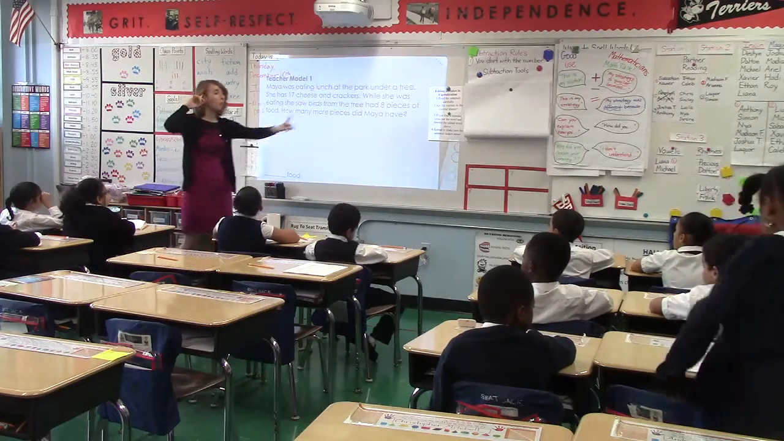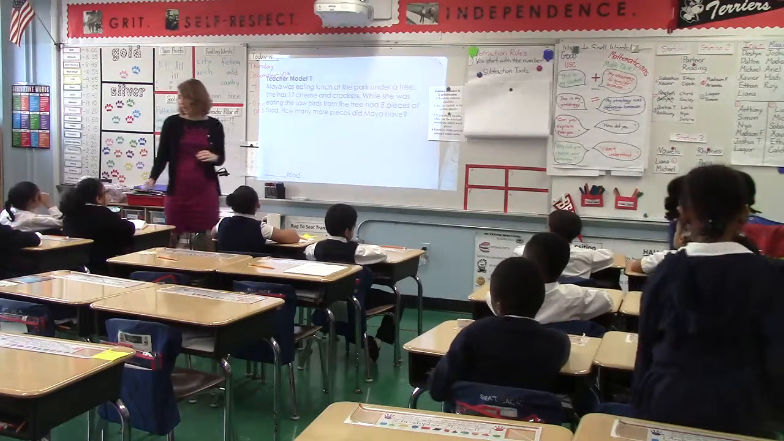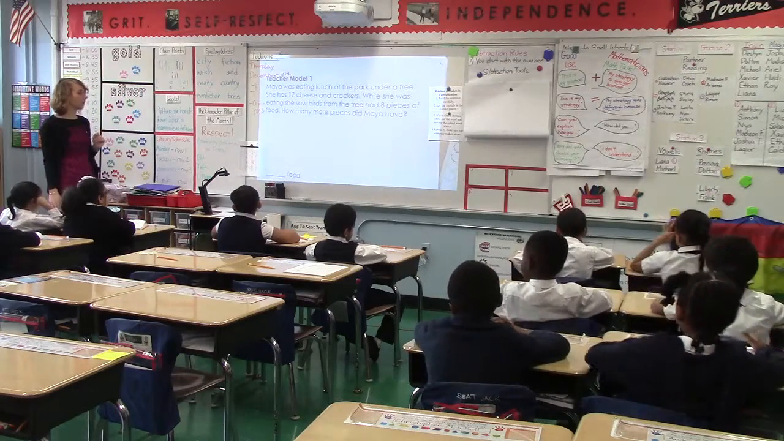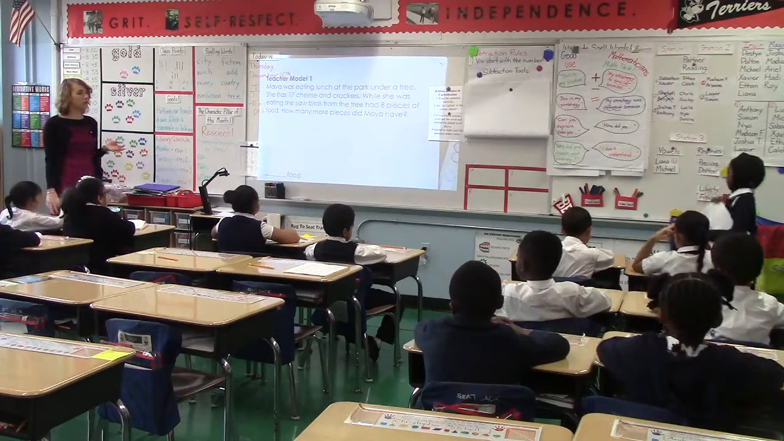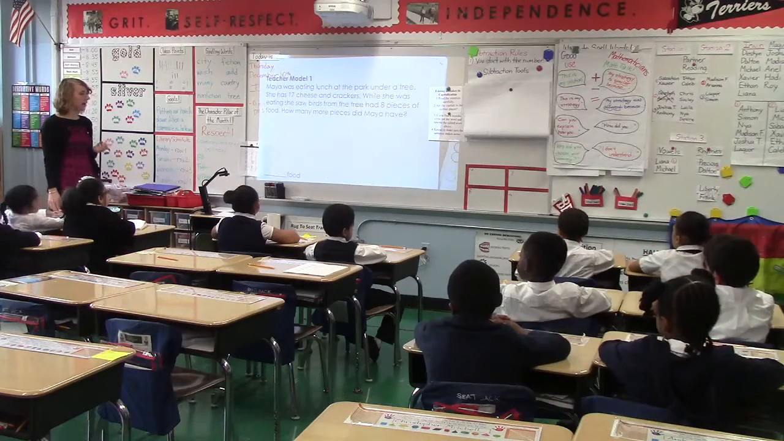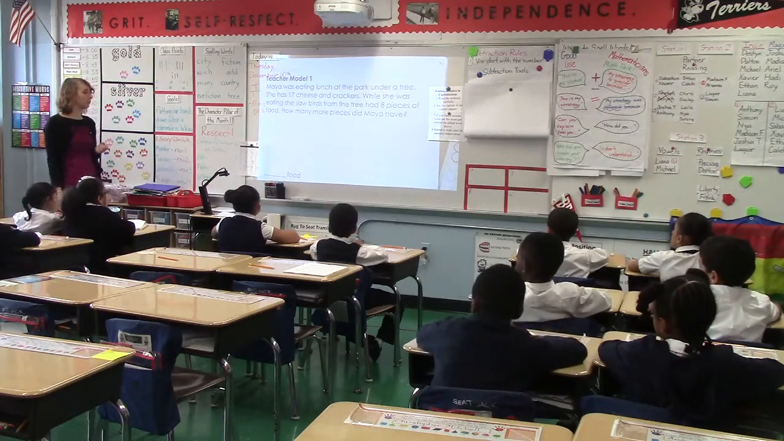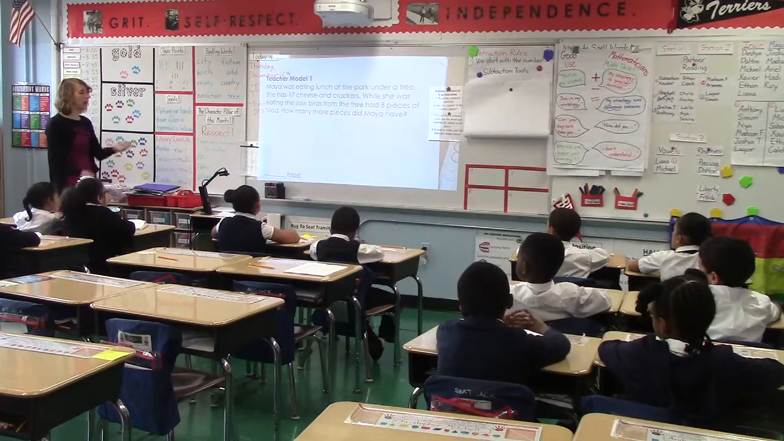Everyone's thinking about what's happening in the problem. So Roy, it says, Maya was eating lunch at the park under a tree. She has 17 cheese and crackers. Fold your hands, track. While she was eating, she saw birds from the tree had 8 pieces of food. How many more pieces did Maya have?